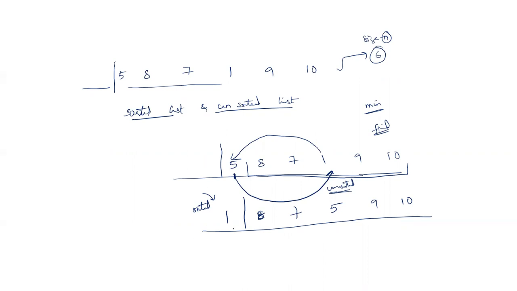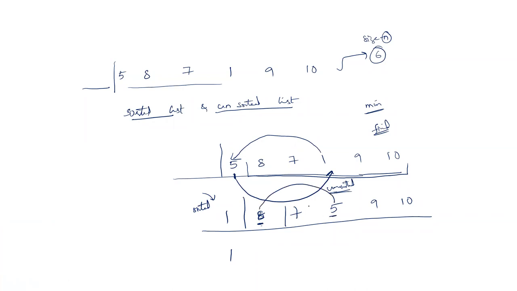By mistake. So now, this is the sorted part. Next, we are going to take the first element from the unsorted list and check which is the minimum element among the rest of the elements. I'm going to compare all the rest of the elements with it. Which is the minimum element after comparing? Among these, 5 is the minimum element.